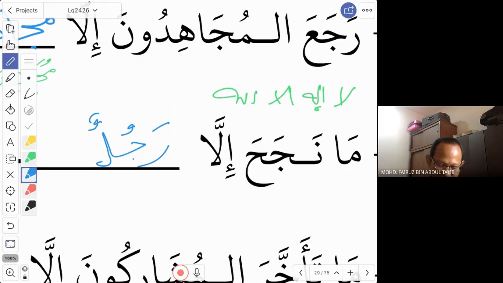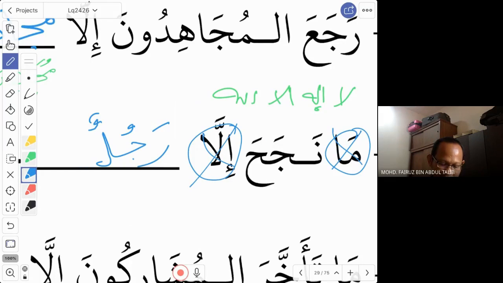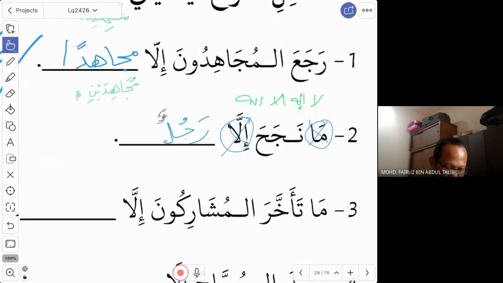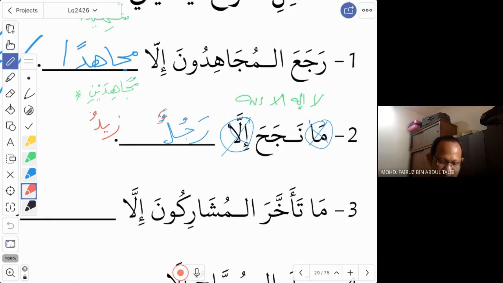sentence. So as we have done earlier, take out this word. So you say najaha rajulun, because this is the fa'il mansub. So the only answer is rajulun. So you can say ma najaha illa rajulun, ma najaha illa zaidun. That is how we use the word rajulun or zaidun in the sentence.